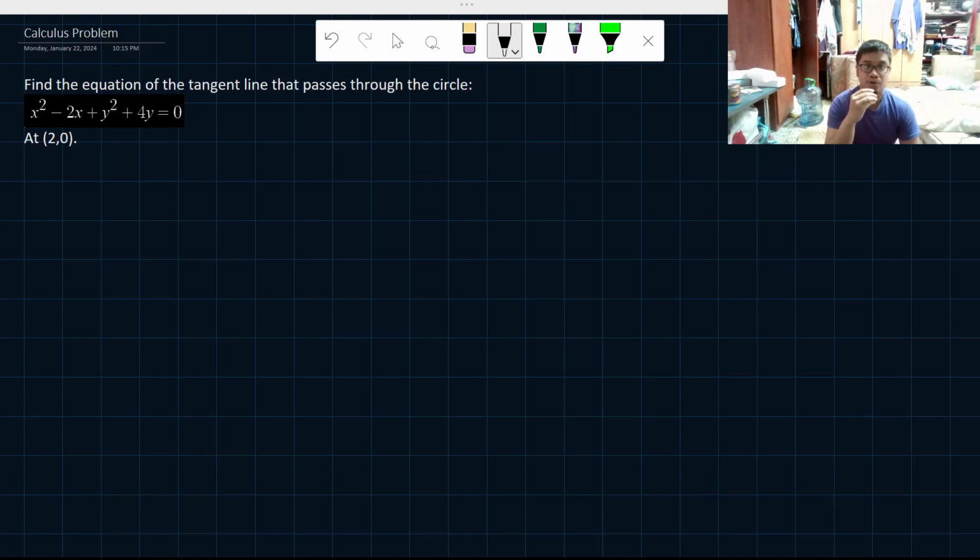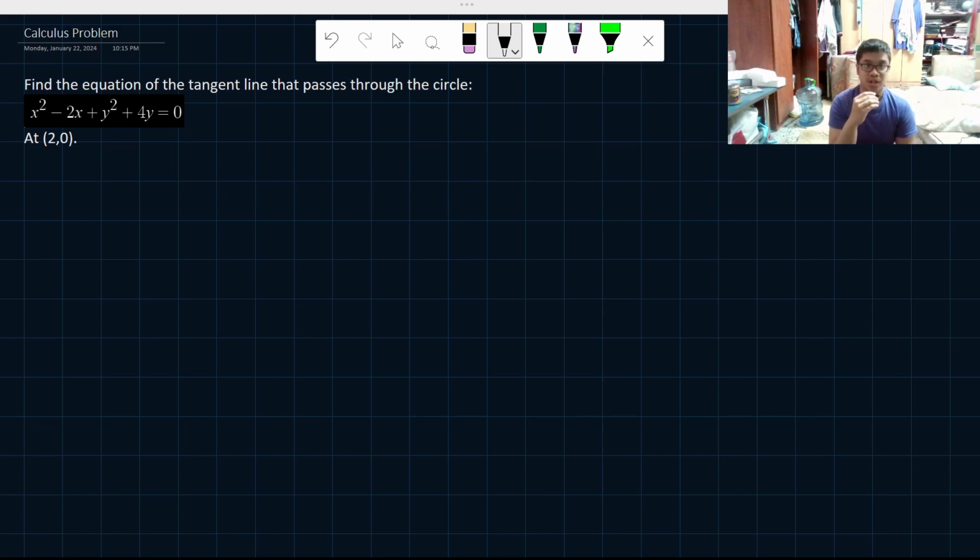In this problem, we're going to find the equation of the tangent line that passes through the circle x squared minus 2x plus y squared plus 4y is equal to 0 at (2, 0). So, first and foremost, let's ask ourselves, what are we going to do in this case?